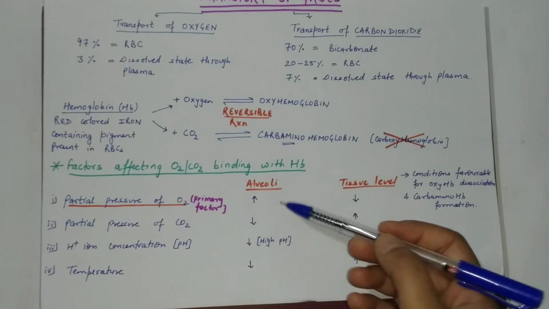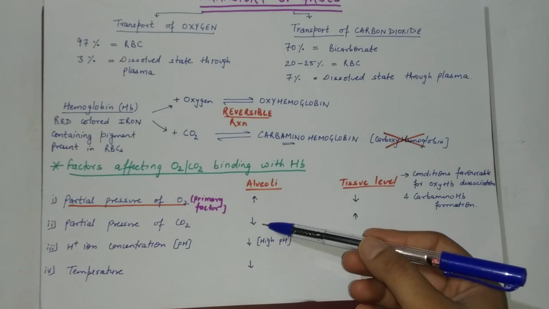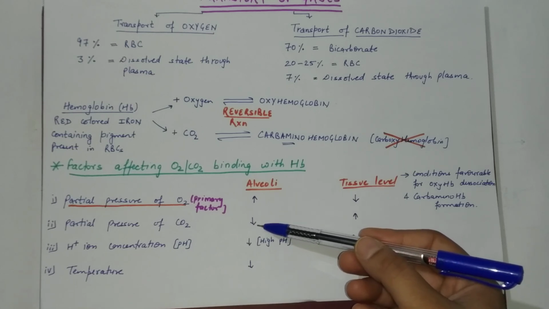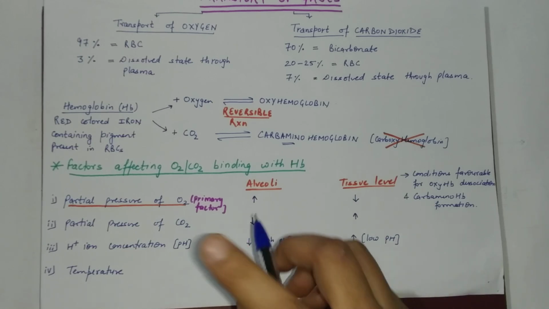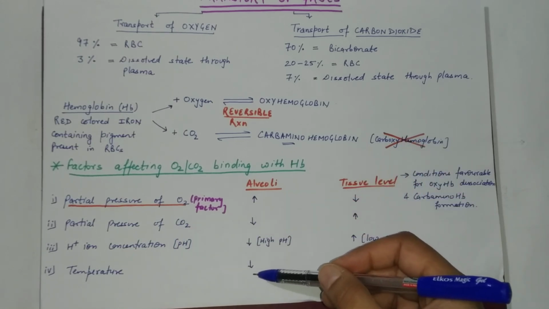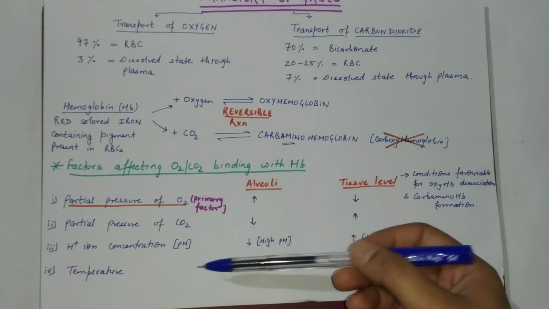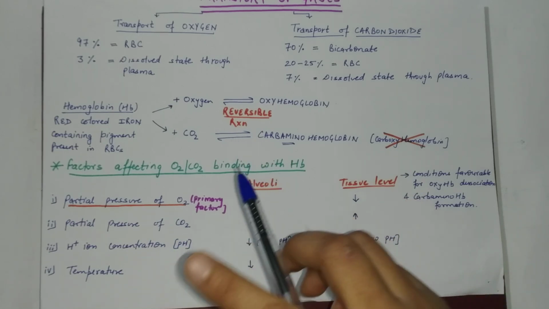At the level of alveoli, the partial pressure of oxygen is high, and that of carbon dioxide is low, and H plus ions are less, meaning the pH is high, towards alkaline, and the temperature is low. All these factors like H plus ion concentration and temperature are related to metabolism.